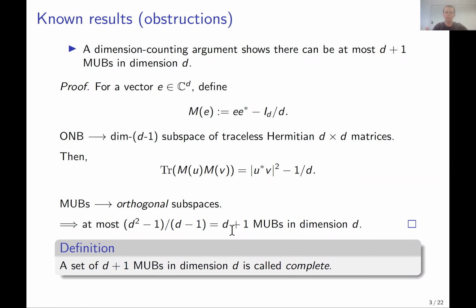And in light of this easy upper bound, I'll just sometimes, for ease of notation, say that such a set of d+1 MUPs is complete.